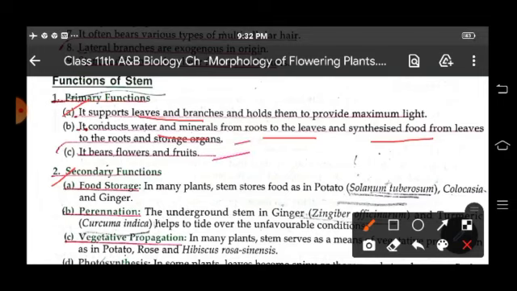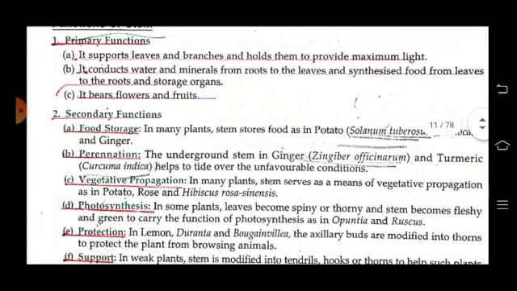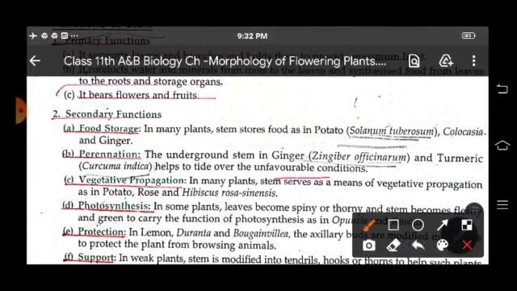In secondary functions, it is concerned with the modification of stem. Sometimes it stores food, sometimes as an underground stem, like ginger and turmeric. It helps to tide over unfavorable conditions. It also does the process of vegetative propagation. It also helps in photosynthesis. It also helps in protection, and it also supports the weak stem or the weak plants.